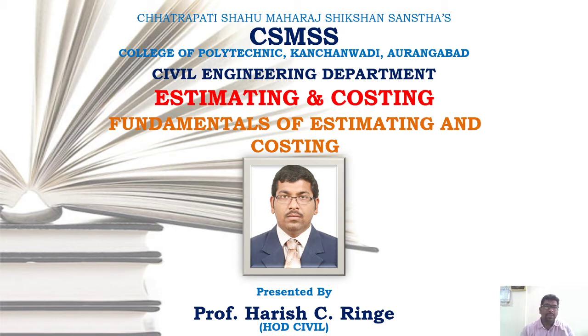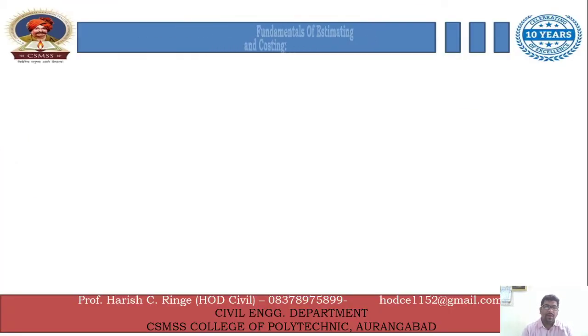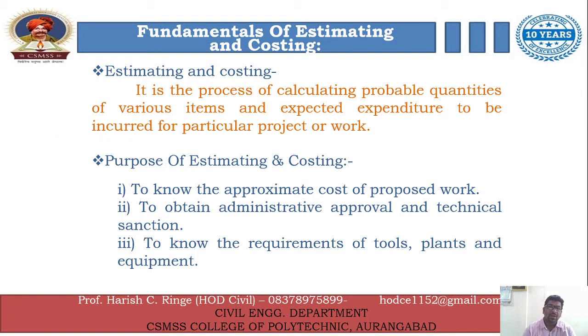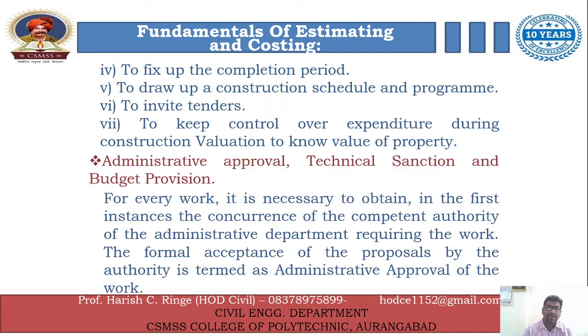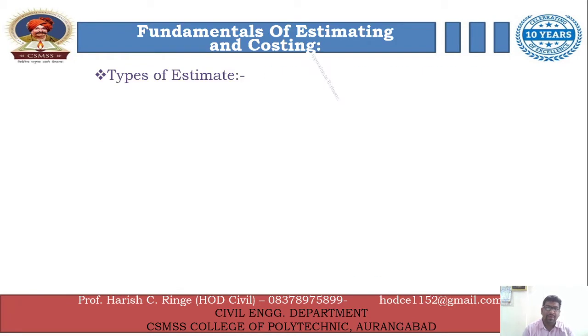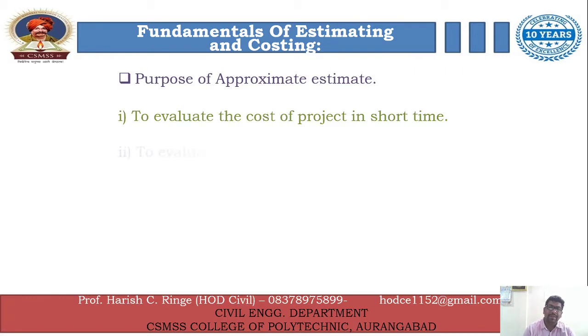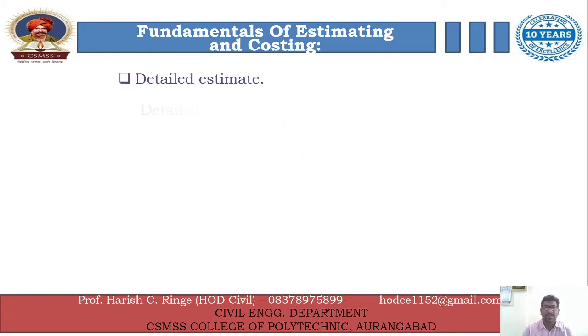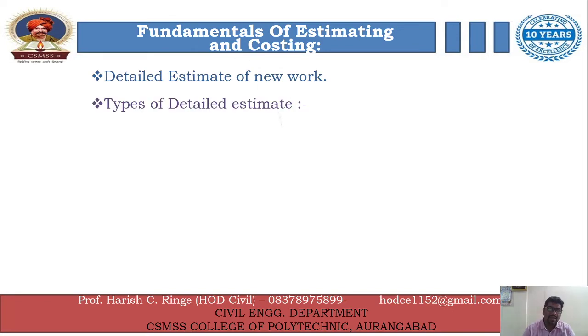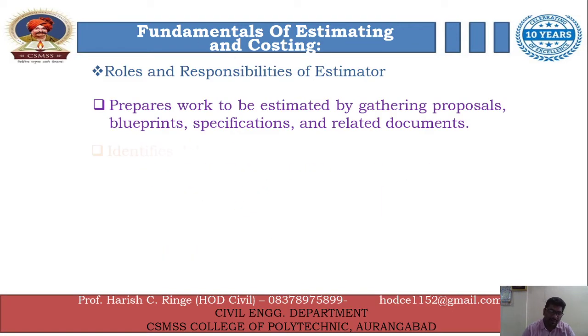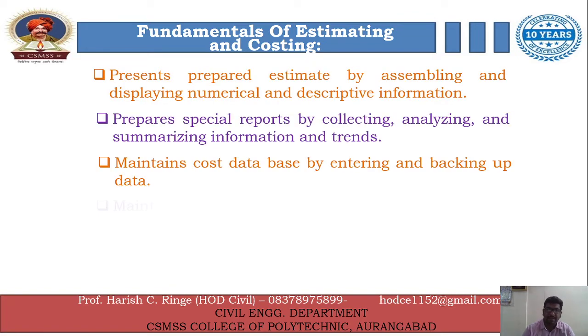Again, we have come up with the fundamentals of estimating and costing, wherein in previous lectures we have gone through all the details related to the definitions. We have seen what exactly the different types of estimates are, then what the different types of detailed estimates and approximate estimates are. What are the different roles and responsibilities of the estimator?